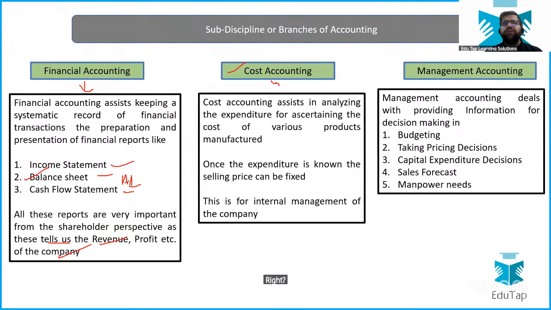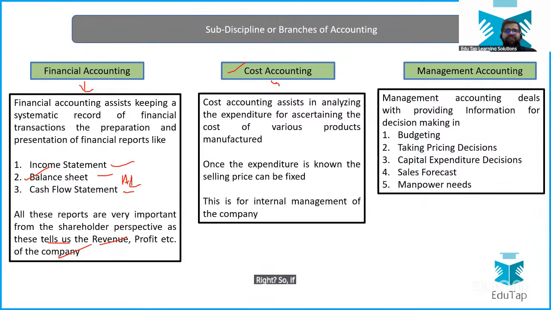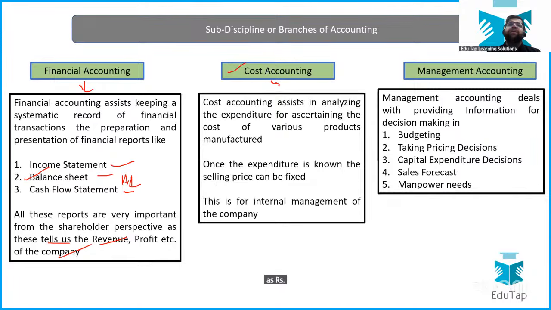Then you come to cost accounting, right? Cost accounting basically means how you decide the cost of one particular product. If I have to sell one particular product, let's say the cost is coming out as rupees 100. How did it come out as rupees 100? Why are you saying that you will sell at 100 and not at 80? All these things will be addressed by cost accounting. And cost accounting is basically used for identifying the selling price of the product.